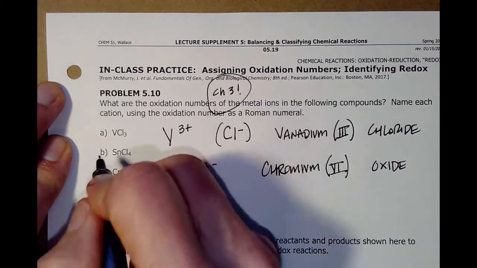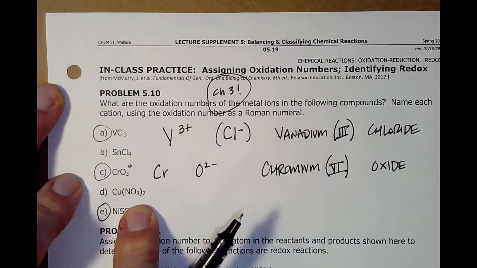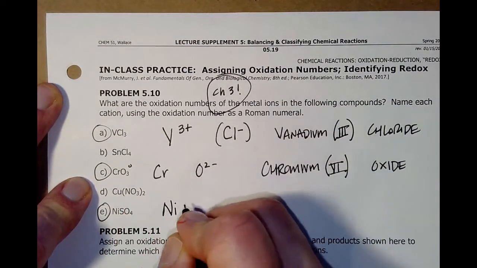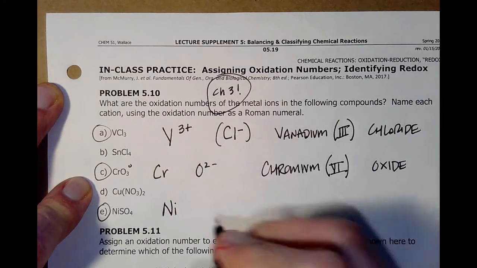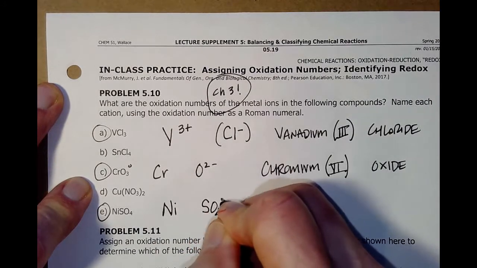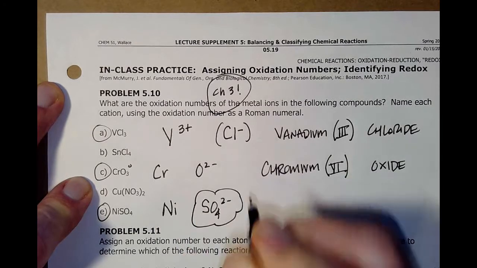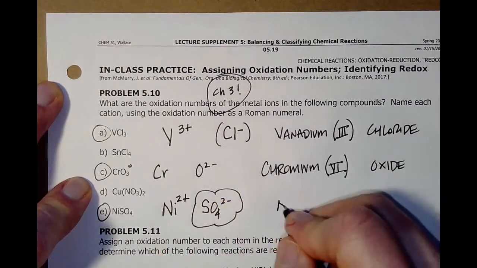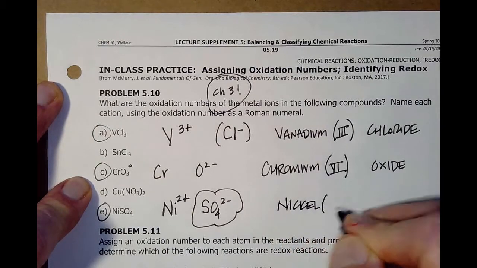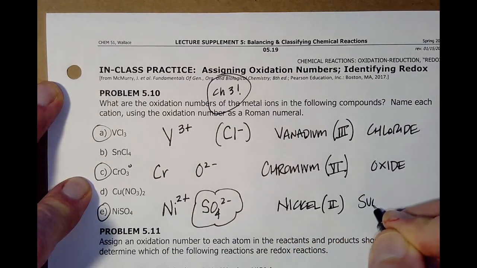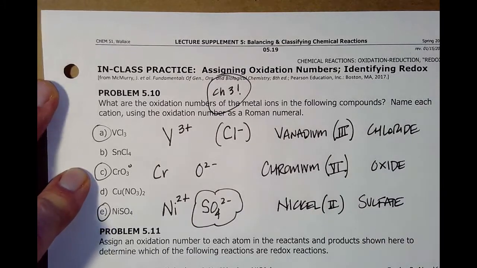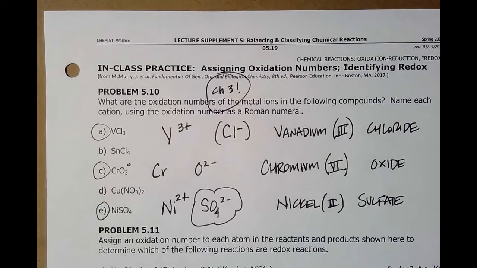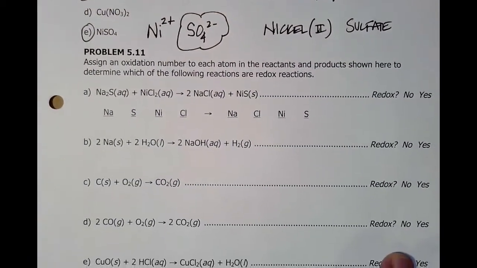I'll do E as well. So you can try D and look at the answer in the back of the book. Nickel, I don't know. Commonly 1 or 2, but I don't know. But I recognize that flashcard from chapter 3. That's sulfate. So this must be 2+. So nickel 2 sulfate. Okay. Chapter 3 review. Remember I said, as promised, it's going to keep coming up. 5.11.